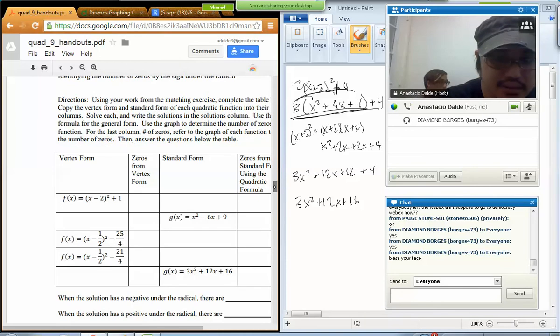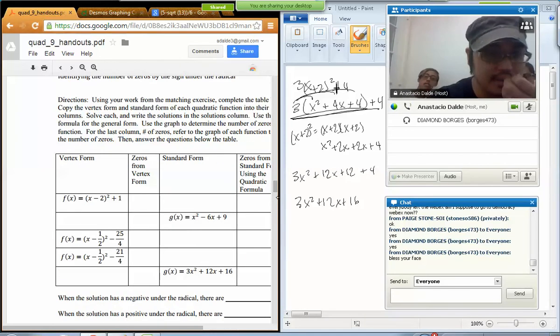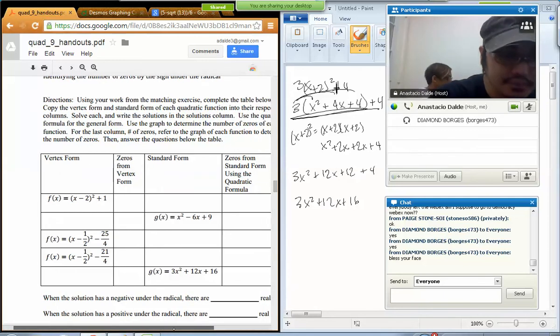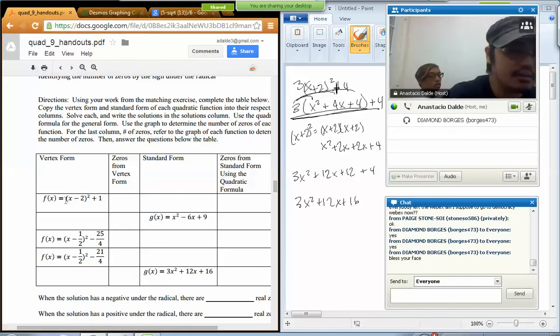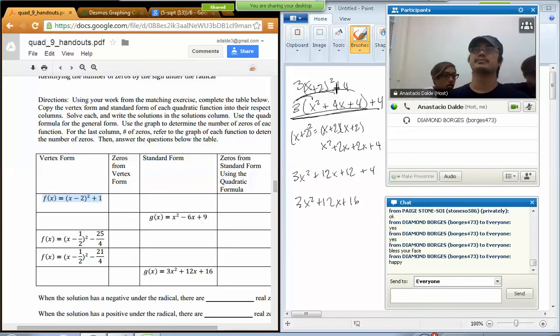All right. So they're talking about vertex form and standard form. Oh, okay, good. This is a good one. Let's try this one. Tell me about this graph right here. Is this a happy graph? This one right here. Is this a happy graph or a sad graph? It's happy.